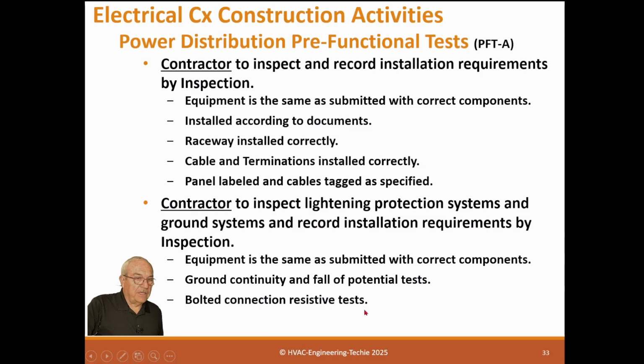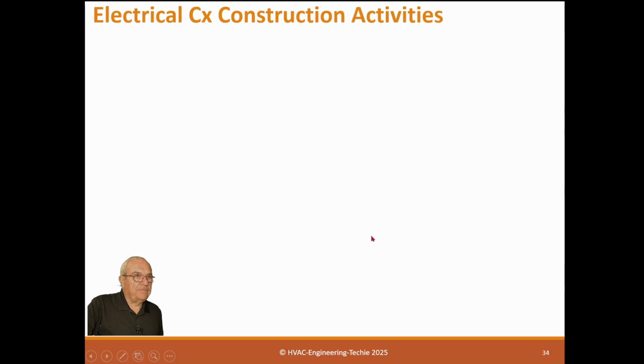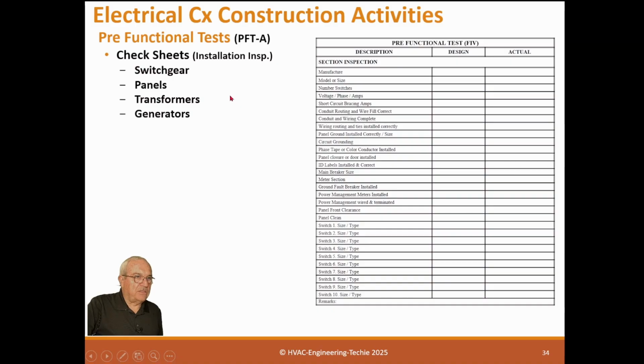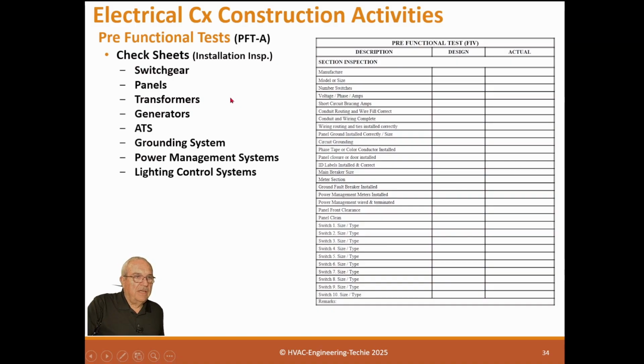And then bolted connection resistance tests, those always happen. They have a test form. It might be one of theirs, it might be one that you've generated. The check sheet basically says you're going to have one for switchgear, panels, transformers, generators, ATS, grounding system, power management system, lighting control system, all electrical equipment.